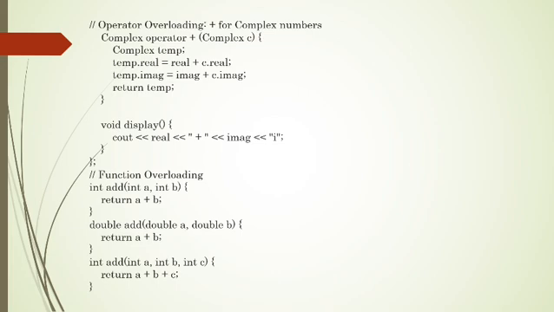Now we define a function named add that takes two integers and returns their sum. This is the first version of our overloaded function. This is the second version of the add function, which takes two double values and returns their sum. This is the third version of add, which takes three integers and returns their sum. This demonstrates function overloading because all three functions have the same name but different parameter lists.